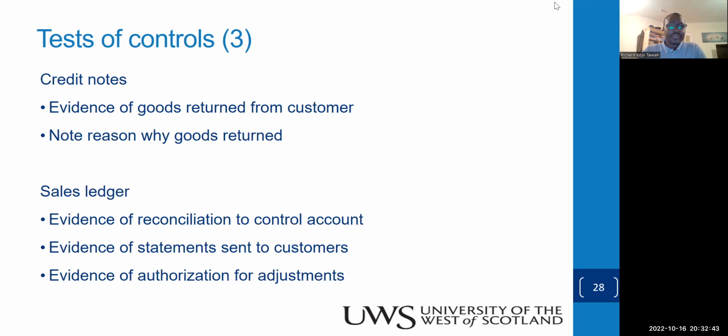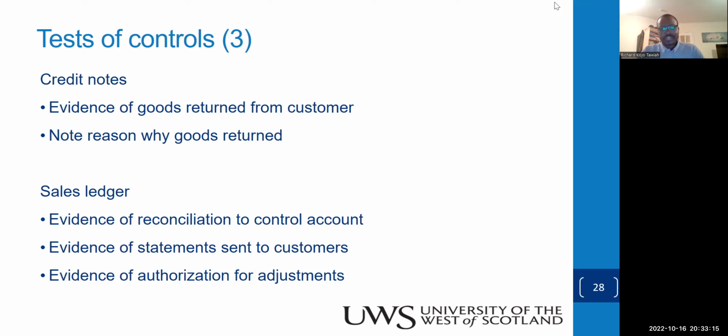Check all of this. Sometimes we sell, customers are not happy with the goods, just as we also buy, and we are not happy with the goods. And they'll return the goods to us. We must give them a credit note. Check for evidence of goods returned by the customer, and then ensure that the reason for which they are returned is reasonable, and issue the credit note. Match the credit notes to this. In the sales ledger, we must populate this. Check your sales ledger, evidence of reconciliation to the control account.